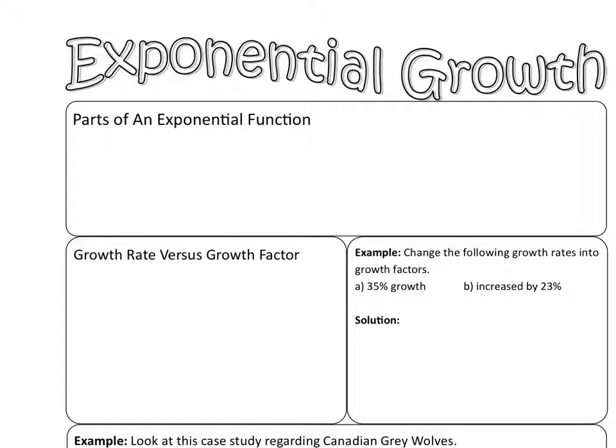I just quickly want to go over the parts of an exponential function, which you guys explored in the previous lesson where we did all the graphing. But I just want to make sure that you've got it all. So, as you saw, this is what an exponential function looks like, where you have a value for a, a value for b, and then an exponent.